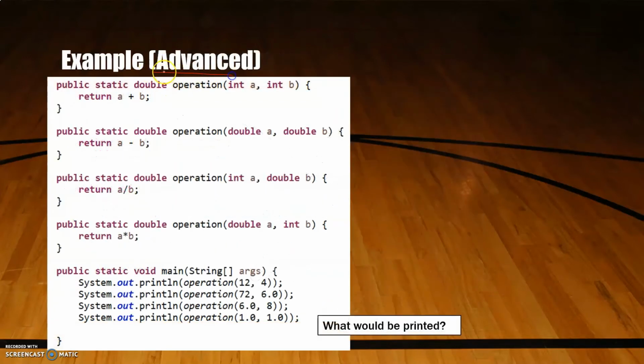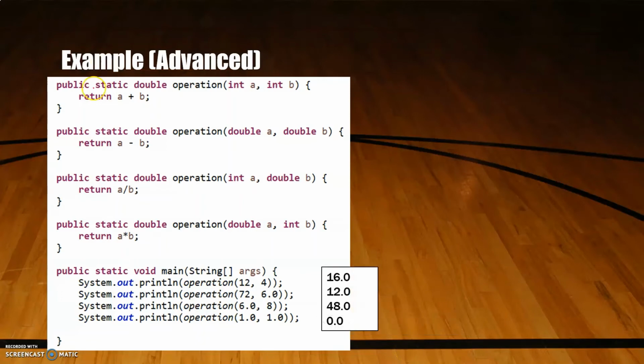Here's an advanced example. What would be printed as a result of this code? Observe that all are static. So when calling the method, because we're calling the method inside the class that the method is in, there's no dot operator necessary. Also, all the methods return a double. So all the output statements are double.